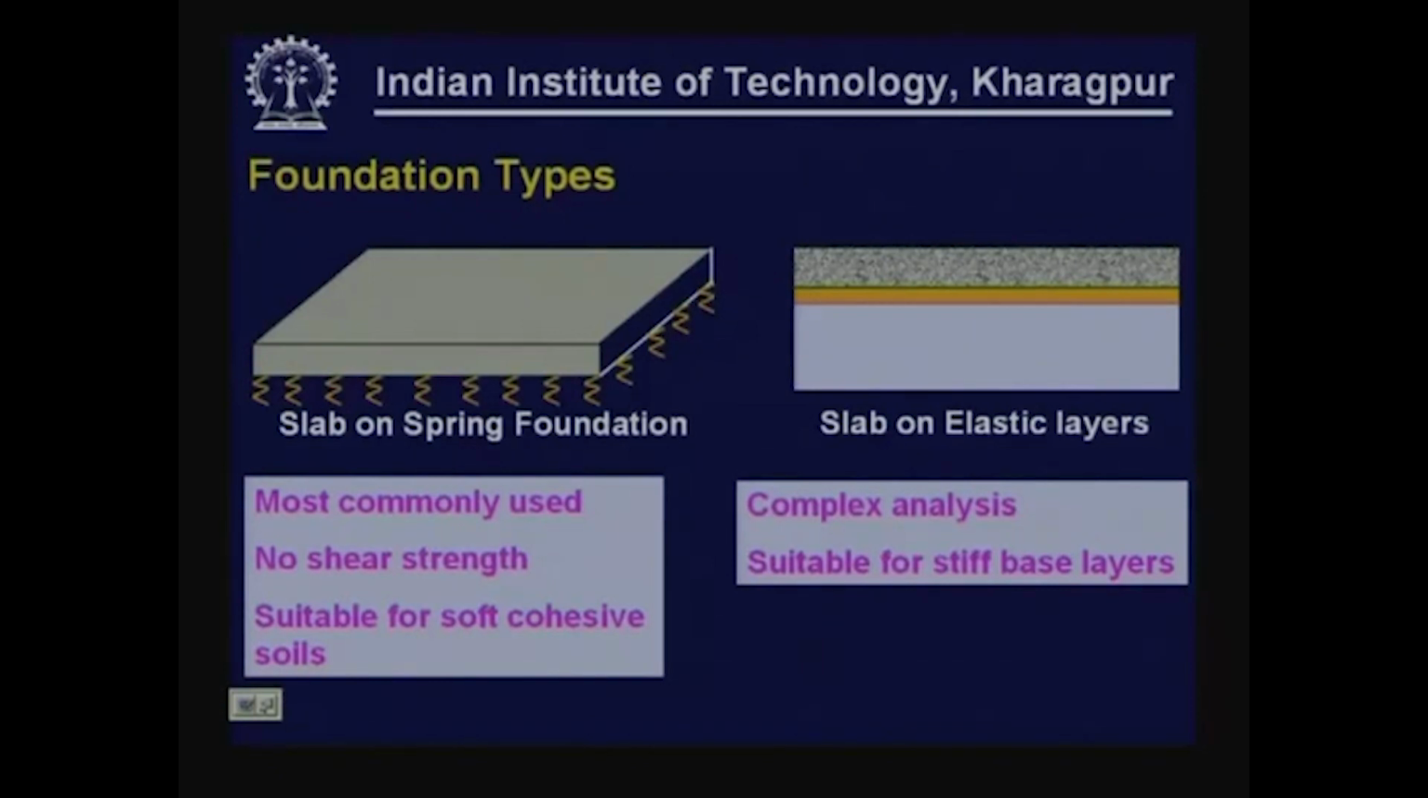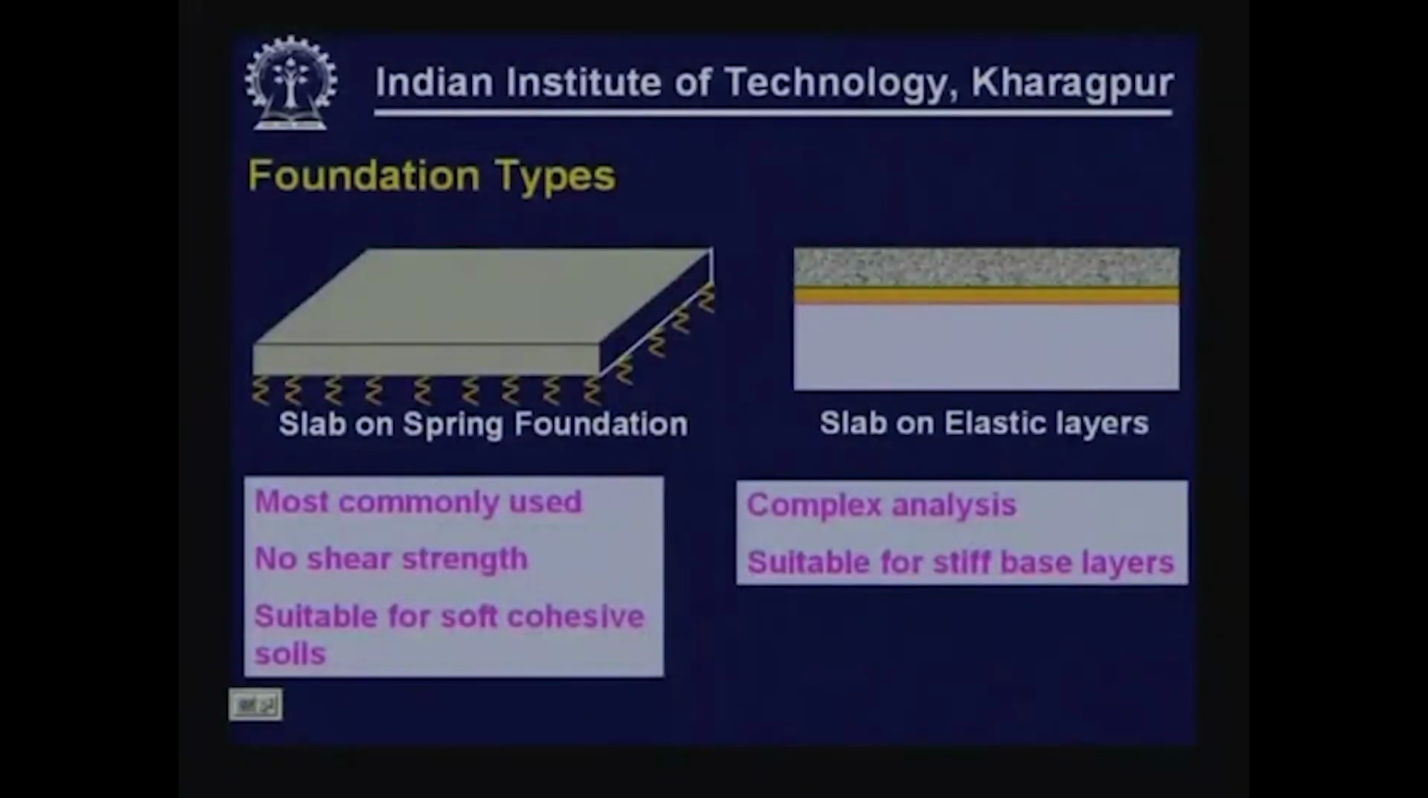It assumes no shear strength for the foundation, and these are usually suitable for soft cohesive soils. On the right hand side, the foundation that is considered is an elastic layer, or a combination of elastic layers. So, here is a slab placed on a number of elastic layers, usually subgrade and base or only the subgrade. This analysis is slightly more complex compared to the analysis for a slab over spring foundation, but this is usually suitable for concrete pavements with stiff base or stiff foundation.